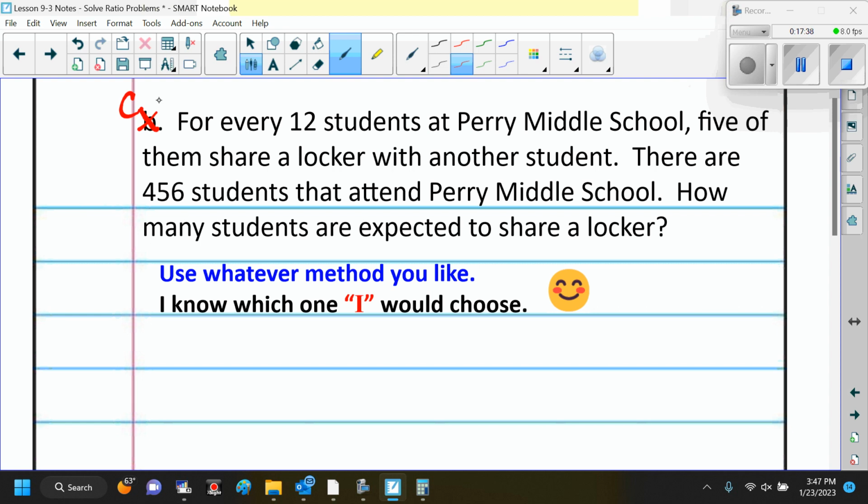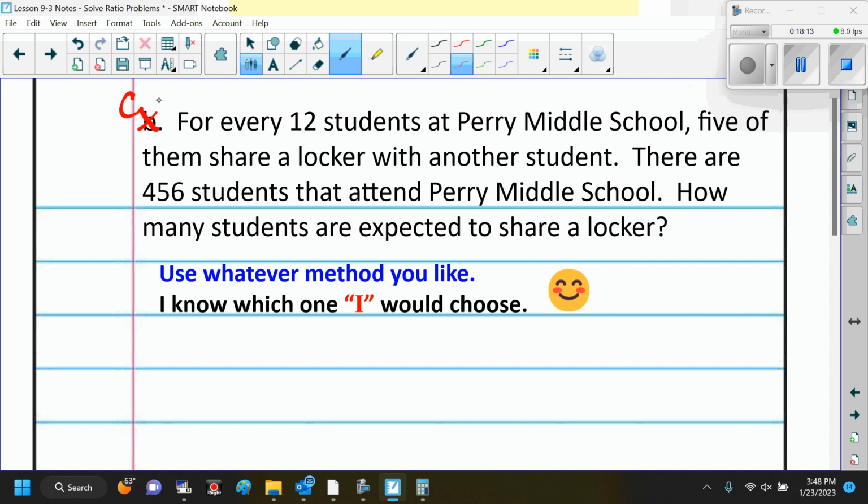It says, for every 12 students at Perry Middle School, 5 of them share a locker with another student. There are 456 students that attend Perry Middle School. How many students are expected to share a locker? Now, you can use any of the methods that we used that you like to solve this. You can use your tape diagrams, you can use double number lines, or you can choose the equivalent ratios. Okay?